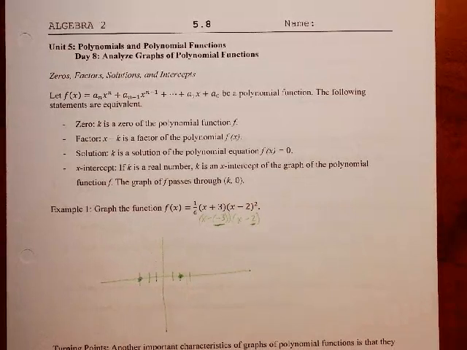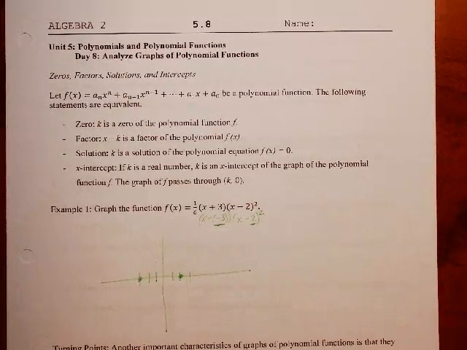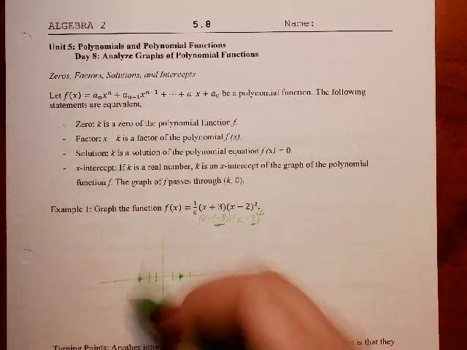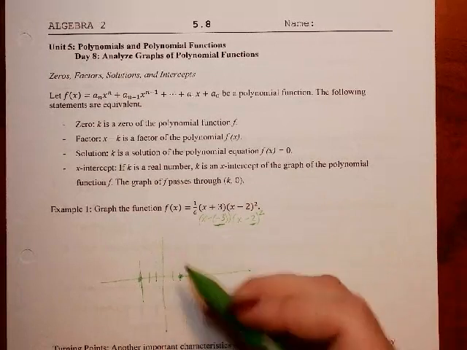Because this one is squared, it's going to bounce off. And this one's going to go through. So I need to know which side it's going to be on.